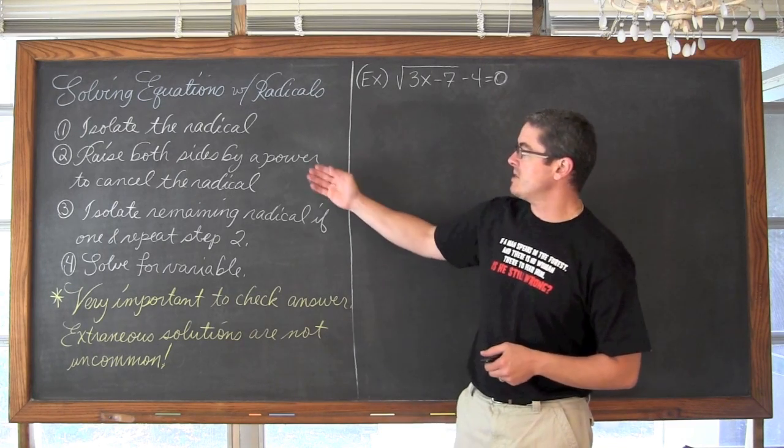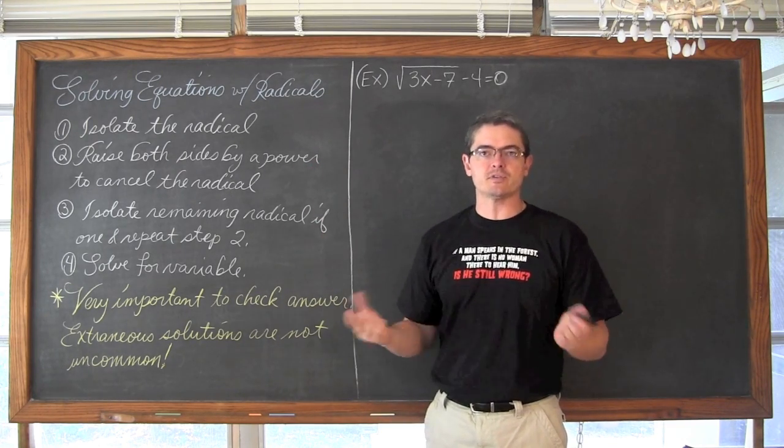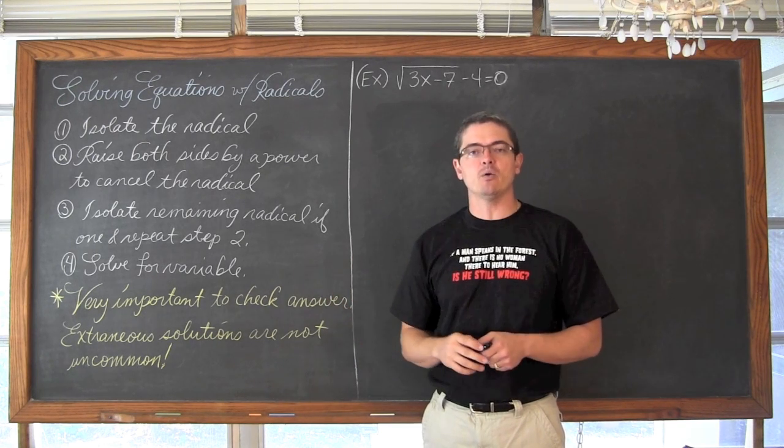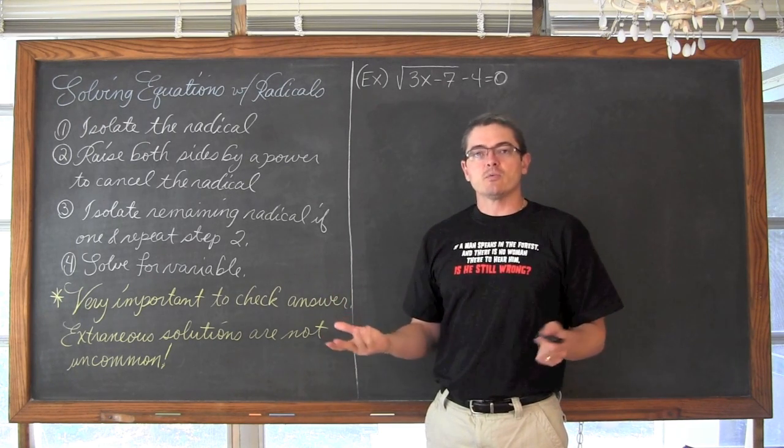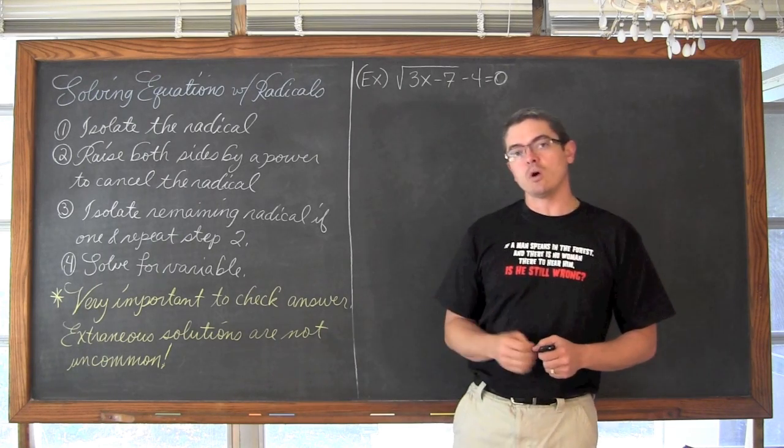You're going to raise both sides of the equation by a power that's going to cancel out that radical. If it's a square root, you're going to raise both sides by a power of 2. If it's a third root or fourth root, you might need to raise both sides of the equation by a power of 3 or 4.